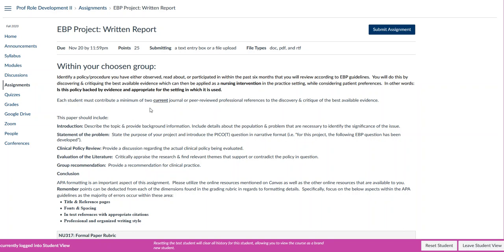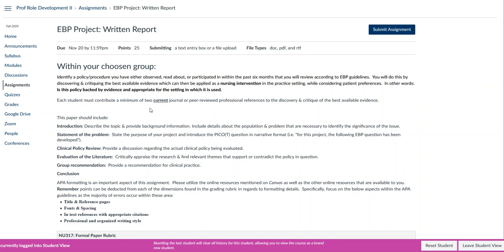Each student needs to contribute a minimum of 2 current journal or peer-reviewed professional references to this project. So if you're a group of 3, you would need 6 literature sources. And remember, we talked about the levels of evidence. So I want high levels of evidence for these policies.